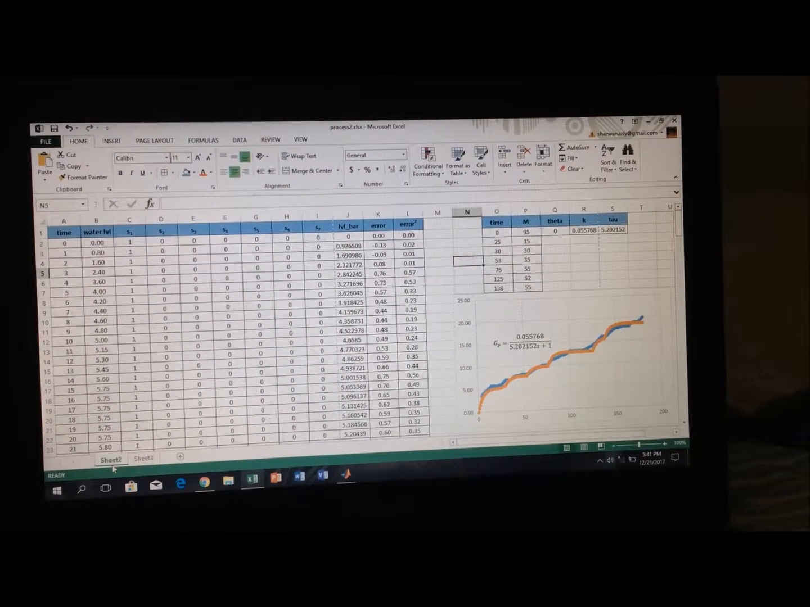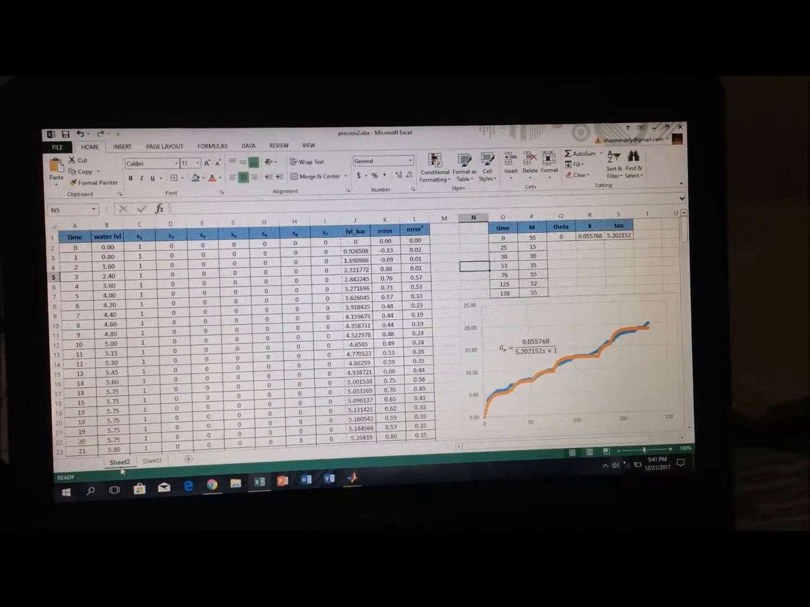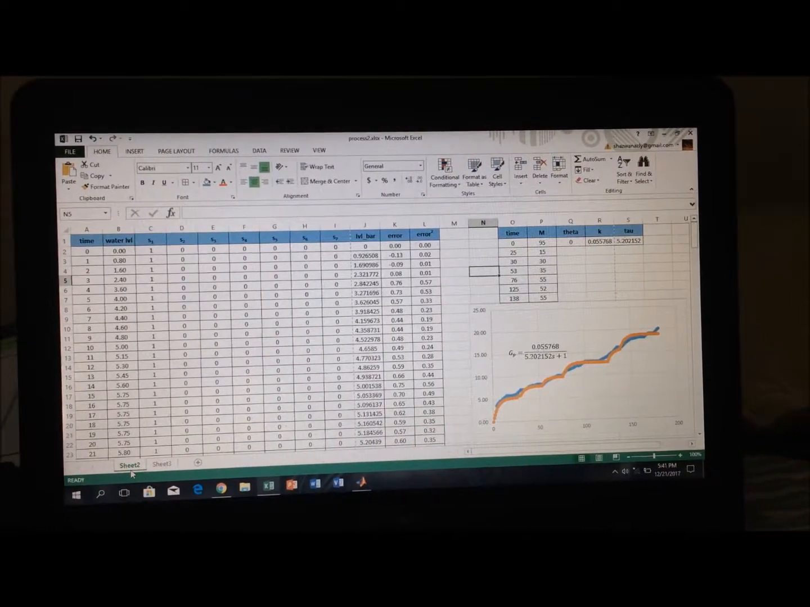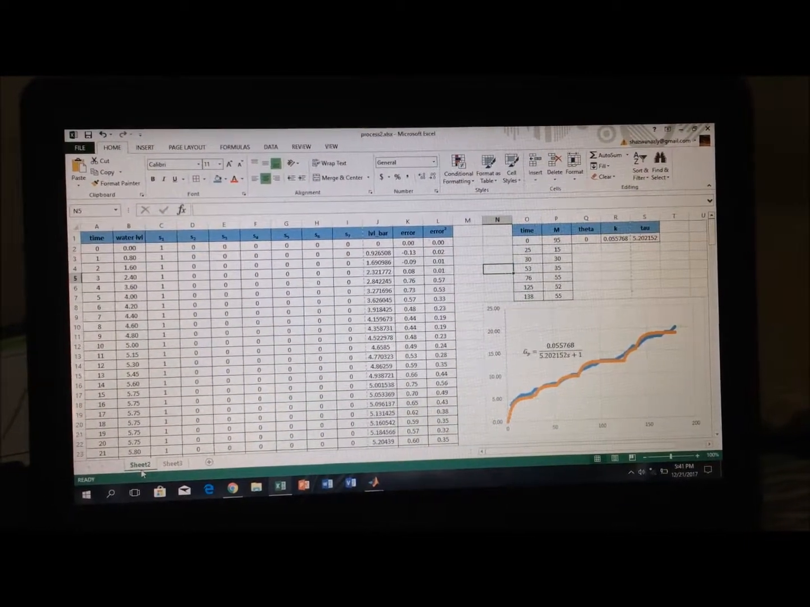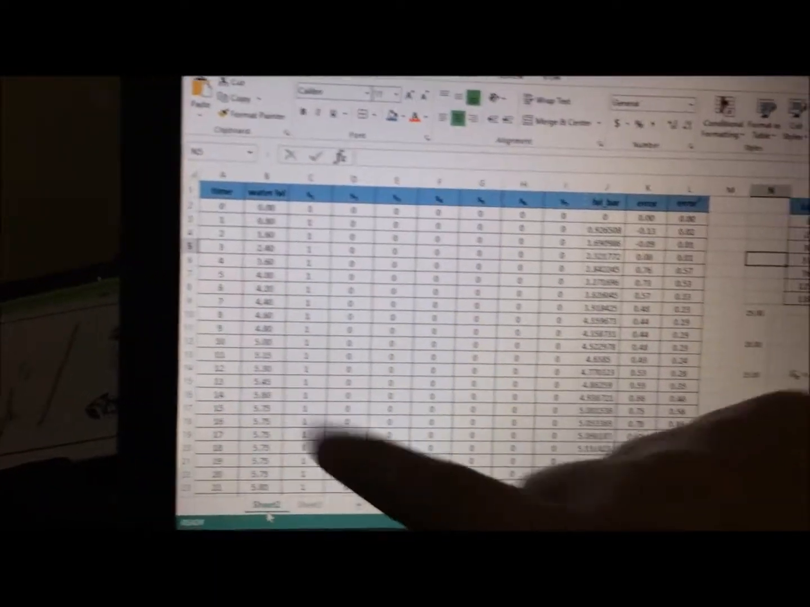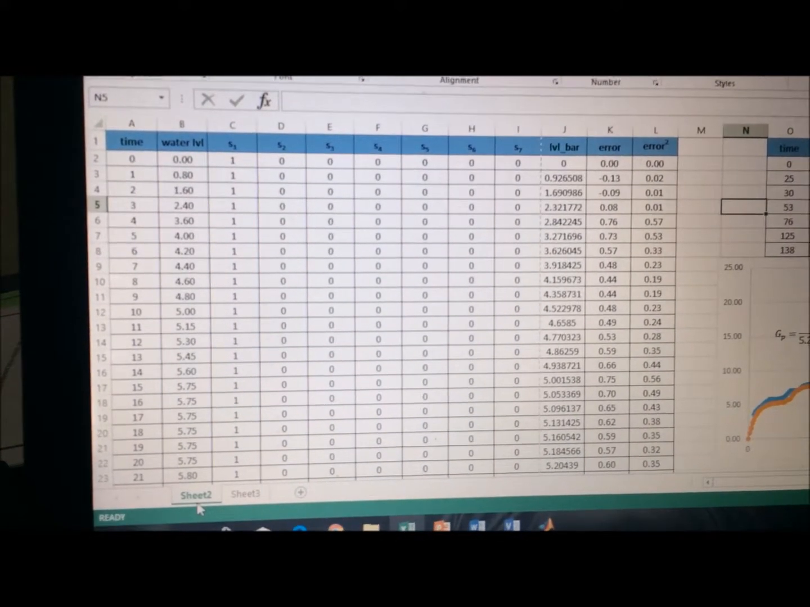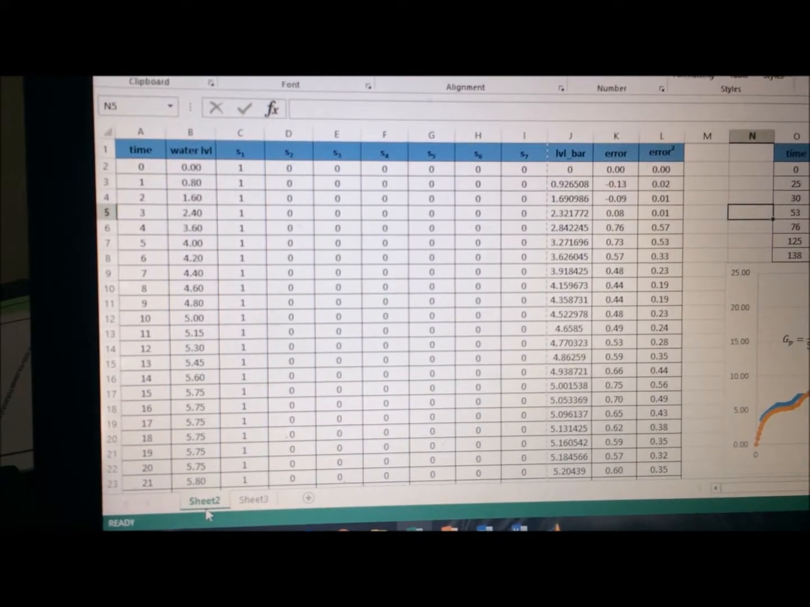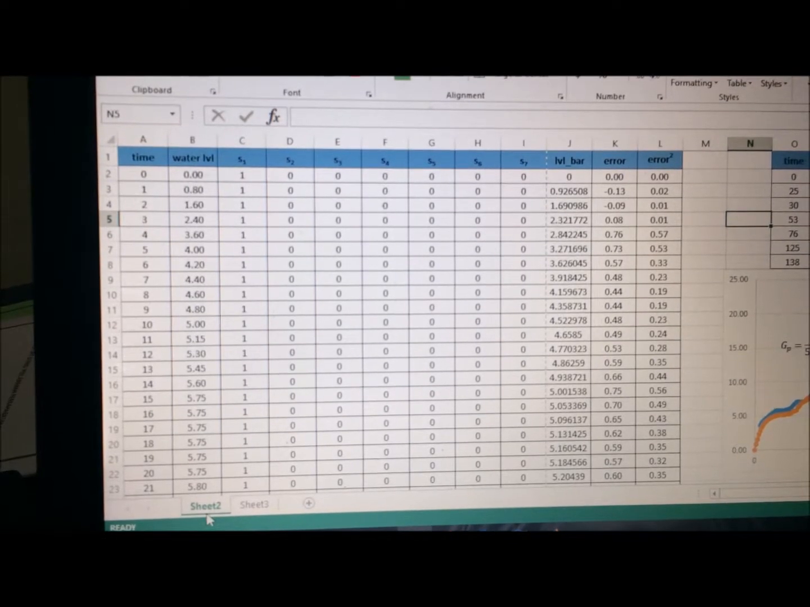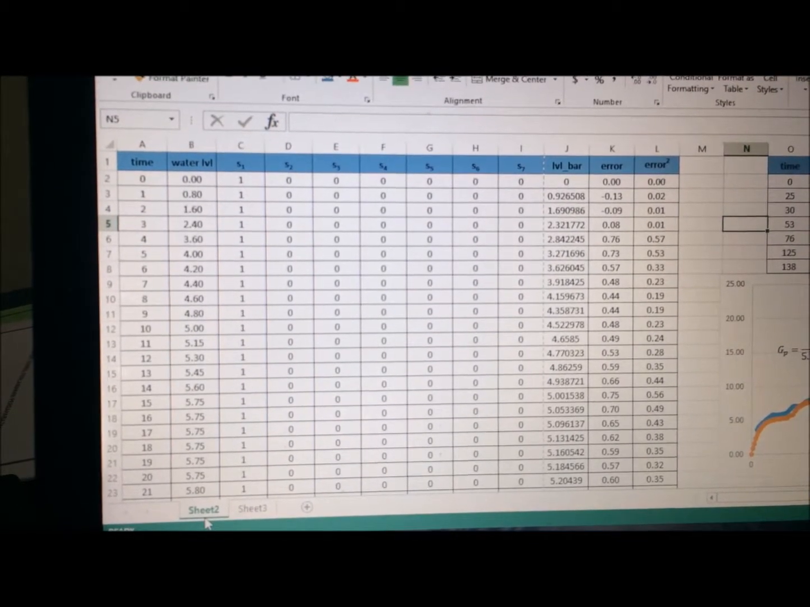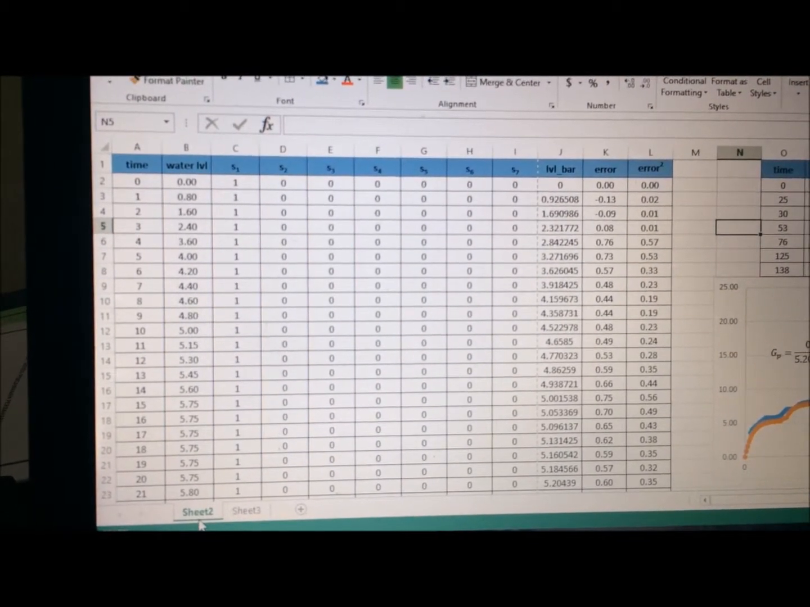Now we proceed with finding the GP for our experiment. So we will show you the first data that we obtained from our experiment, which is the time and also the water level. Then next to it is S1, S2, S3, S4, S5, S6, and also S7.